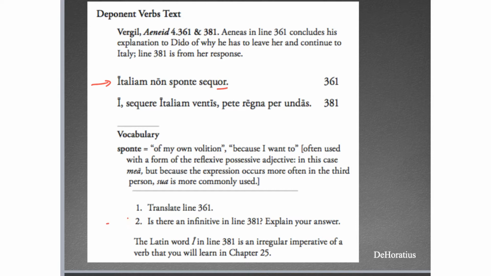Number 2, or question 2 here: is there an infinitive in 381? Explain your answer. So sequere looks like an infinitive, but it's a deponent, so it can't be an infinitive. That is the passive imperative. If it were an infinitive, it would have to be an active infinitive. Deponents don't have active forms, and so that cannot be an infinitive.